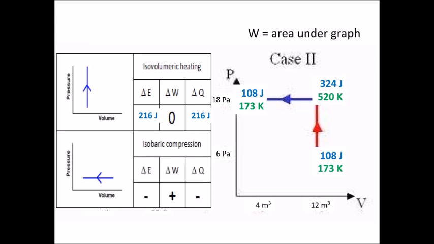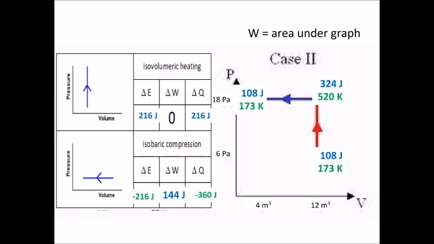And now we are isobaric cooling. Let's do this one at a time again. Delta E, what does delta E have to be here? Delta E has to be negative 216 joules, from 324 down to 108. Okay, what about delta W? Delta W has to be positive 144 joules. That is 18 times 8. Again, the area under that blue horizontal line, it's to the left, so delta W is positive, and that means delta Q by the first law of thermodynamics must be negative 360 joules.